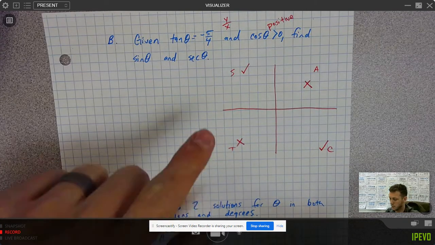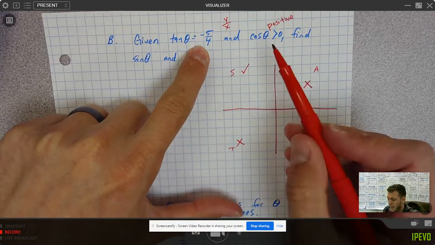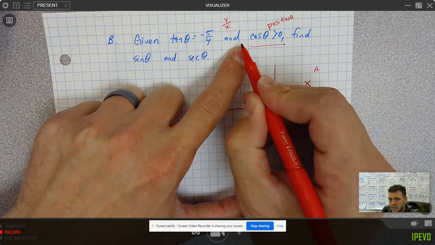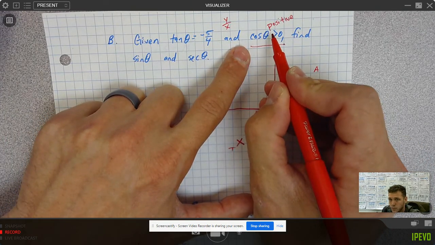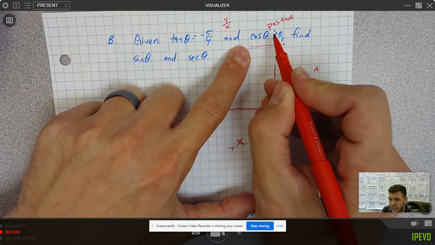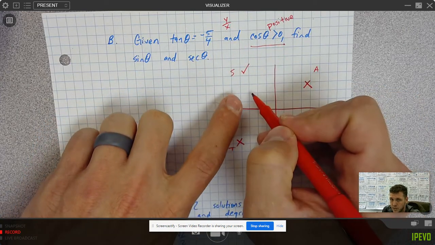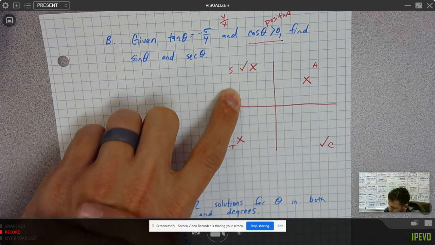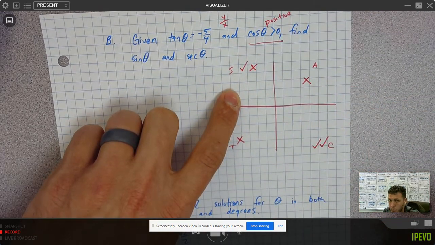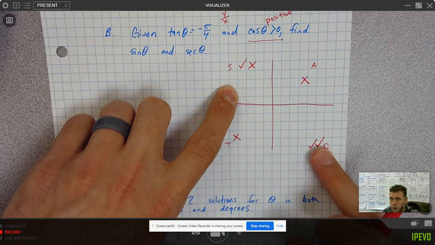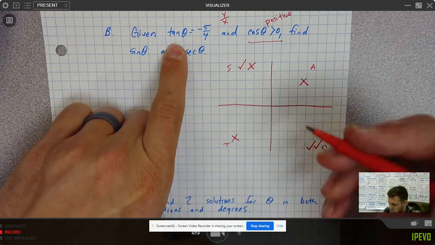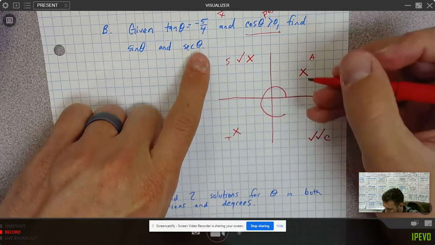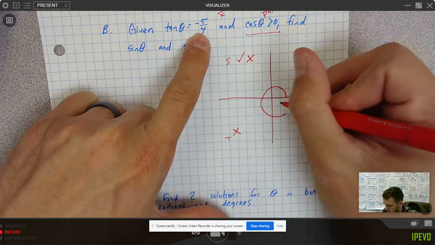Because it says that cosine of theta is greater than 0, meaning it has to be positive. Well, in quadrant 2, it can't be positive. So we know our terminal side is going to be in quadrant 4. So tangent of theta is -5/4, it's going to rotate around. The top is the y, so we're going to go down 1, 2, 3, 4, 5, and over 1, 2, 3, 4.